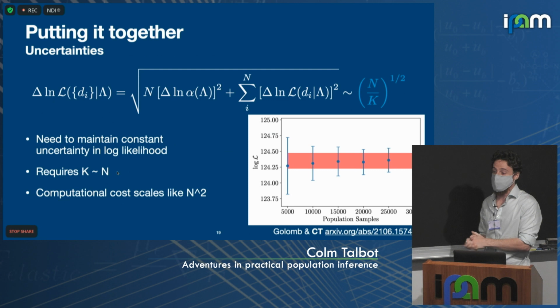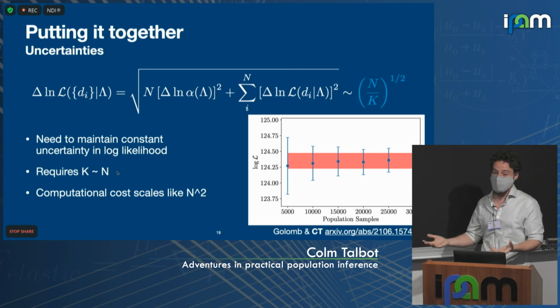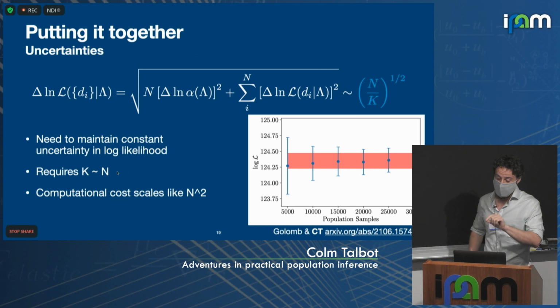And this n squared means after O2 we had 10 events, and then after O3 we had more like 90, and so the calculations we're doing are now close to a factor of 100 more expensive than they were at the end of O2, and if we ask what they're going to be like at the end of O4, I don't want to go there.